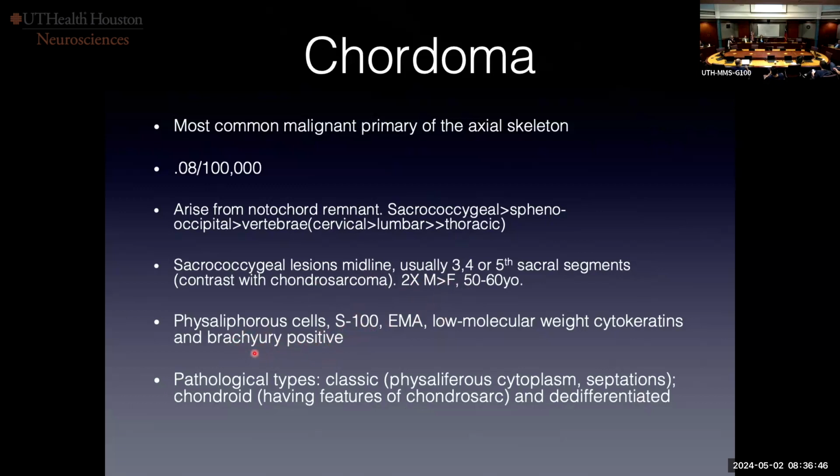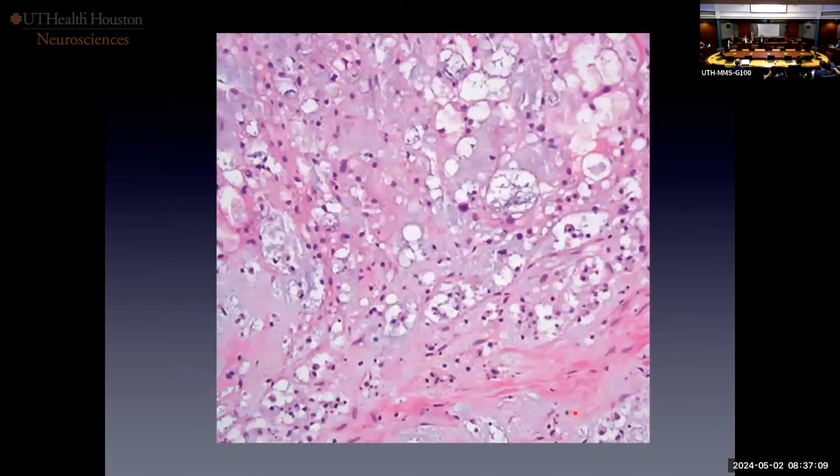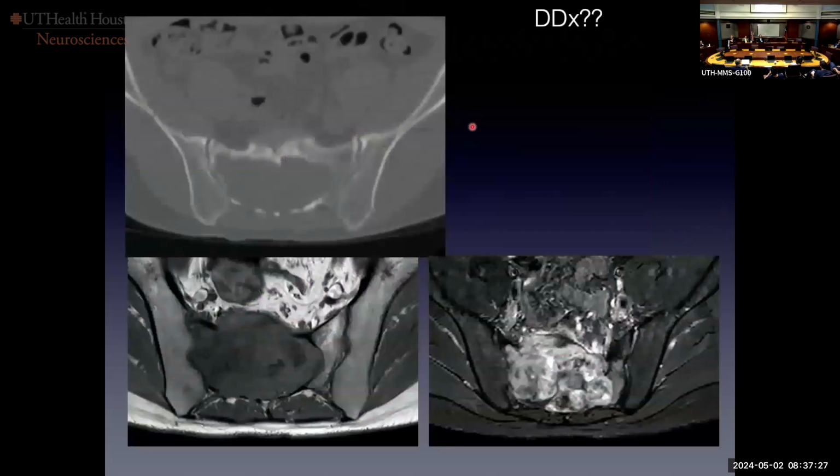Because for our pathology friends, the differential diagnosis is often chondrosarcoma, not positive, and renal cell mets, other GU mets, not positive. So that's important. The pathologic types are classic, chondroid, having features of chondrosarcoma, and dedifferentiated, where it can lose its brachyury positivity in the highly aggressive ones. This is classic path of a chordoma. Nests and cords of physaliferous cells, meaning fatty-like cells, and abundant myxoid matrix, which is really the distinguishing factor between benign notochord cell tumor and chordoma. Okay, so let's talk about sacral lesions.